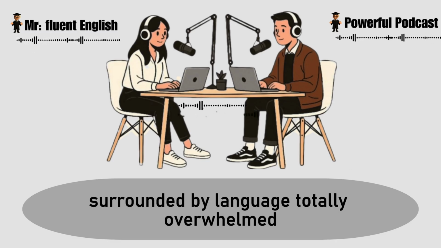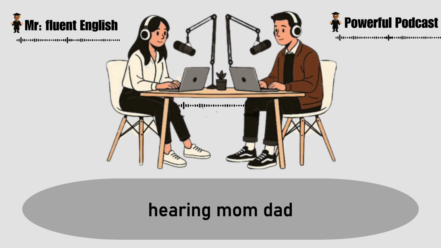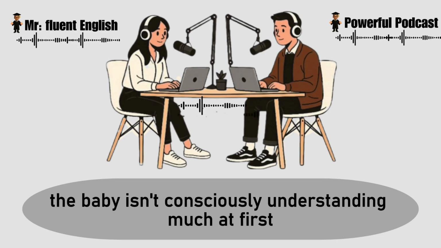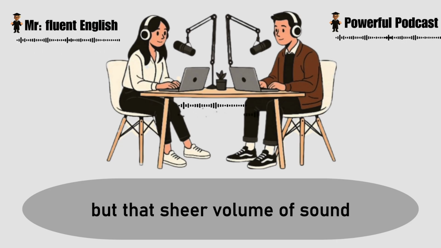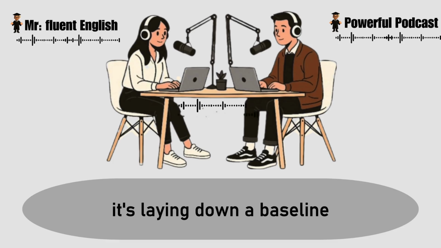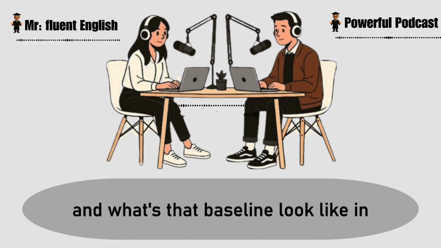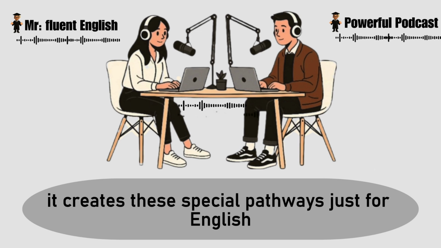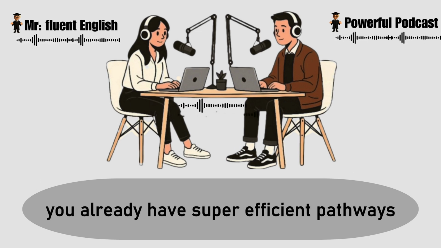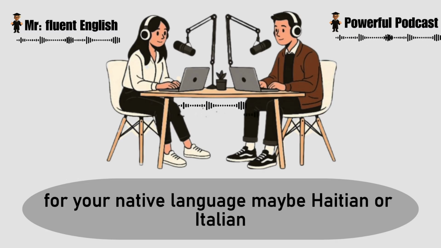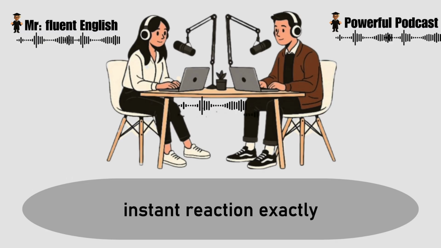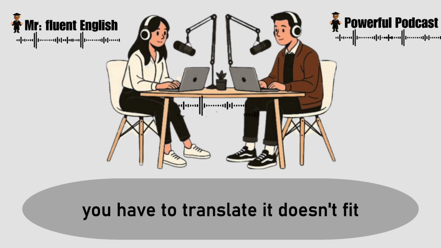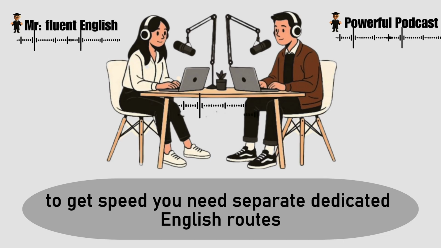Right. Surrounded by language. Totally overwhelmed, hearing mom, dad, siblings, the TV, everything. The baby isn't consciously understanding much at first, but that sheer volume of sound, it's laying down a baseline. And what's that baseline look like in an adult learner's brain? It creates these special pathways just for English. Think about it. You already have super efficient pathways for your native language, maybe Haitian or Italian, whatever it is. Right, instant reaction. Exactly. But if you try to push English through those same native paths, you have to translate. It doesn't fit. To get speed, you need separate, dedicated English routes.